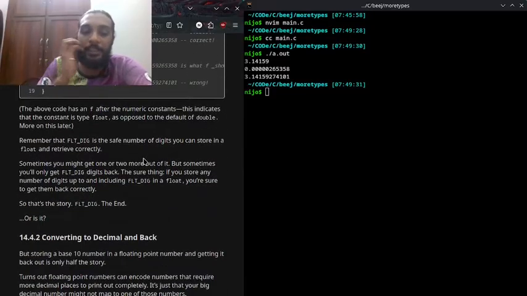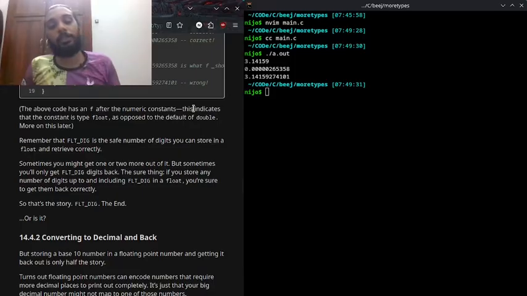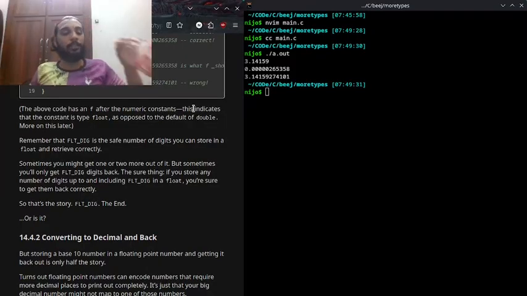Remember that FLT_DIG is the safe number of digits you can store in a float and retrieve correctly. Sometimes you might get 1 or 2 more out of it, but sometimes you'll only get FLT_DIG digits back. The sure thing: if you store any number of digits up to and including FLT_DIG in a float, you're sure to get them back correctly.